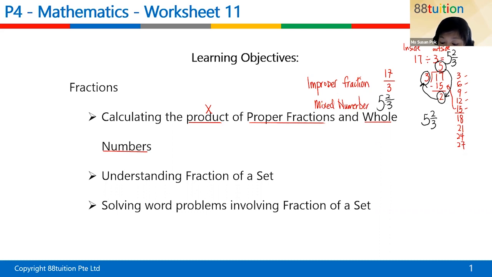Okay, so I recap. What is called an improper fraction? You have a numerator greater than a denominator. What is a mixed number? A mixed number here. Oh, I spelled number wrongly. Okay, my number must change. A mixed number comes with a whole number and a fraction.